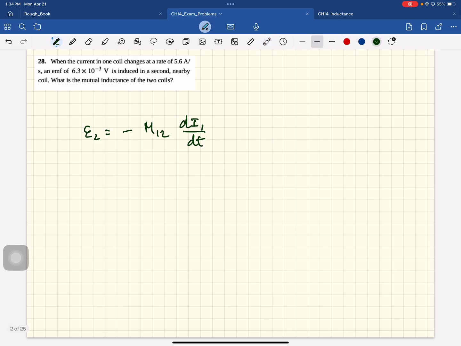So we are only interested in the magnitude. Okay, so M12 is magnitude EMF induced over dI1 by dt. Okay.